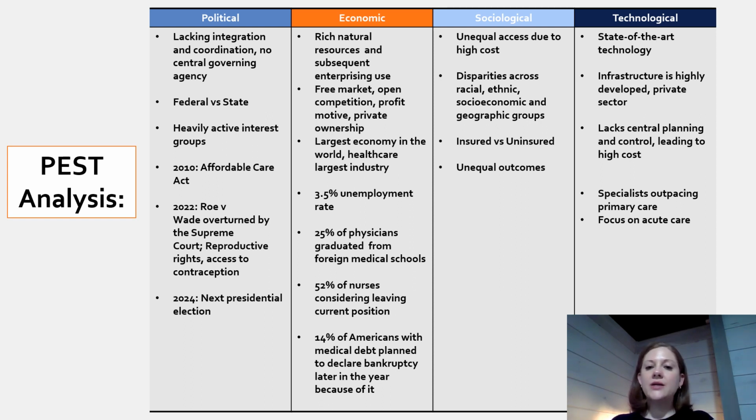Sociologically, we see unequal access due to high cost, disparities across racial, ethnic, socioeconomic, and geographic groups, disparities in the insured versus the uninsured, and all of these disparities lead to unequal outcomes.